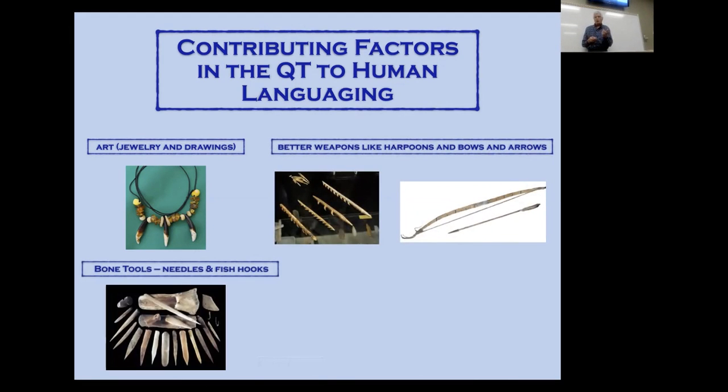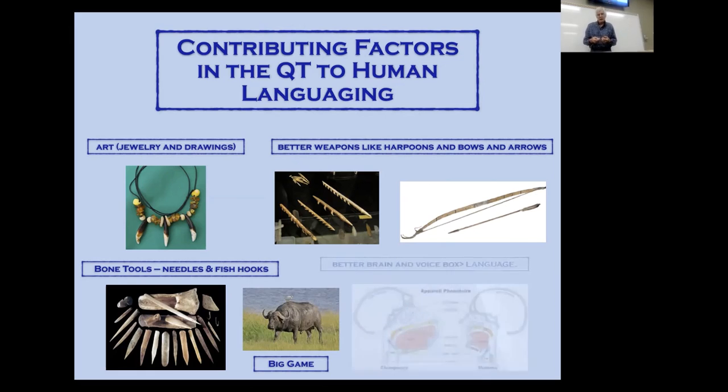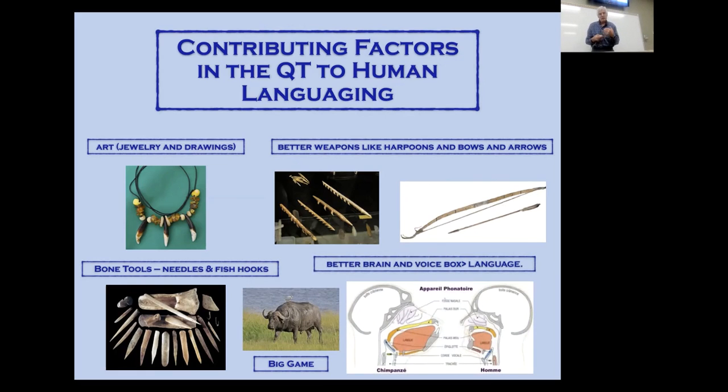And with art, there's a level of abstraction and symbolic representation. And then with the tools and hunting for bigger gain, getting more protein for the size of the brain, the neurons, and then the development of the vocal box.